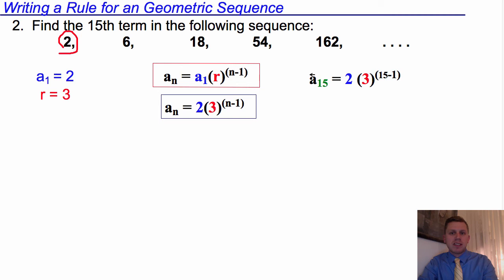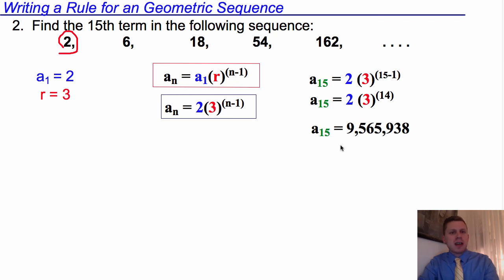So I plug in, this says the 15th term is 2 times 3 to the 15 minus 1. I like to simplify this piece on my own and then just throw it in the calculator. 15 minus 1 is 14, and when I calculate this in the calculator, the 15th term is 9,565,938. That got very large very quickly.